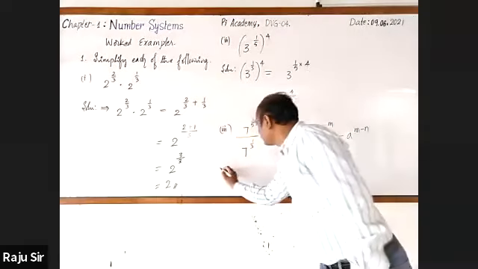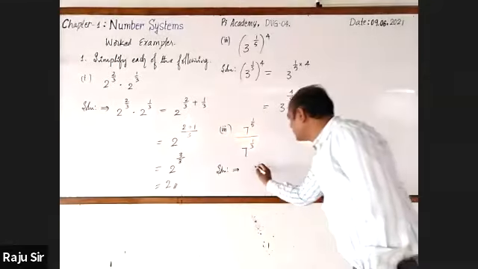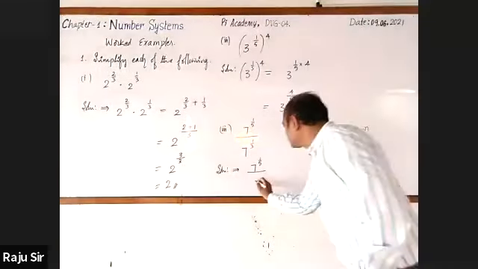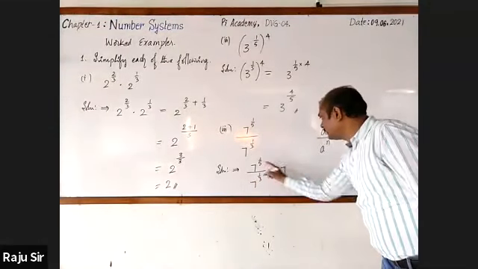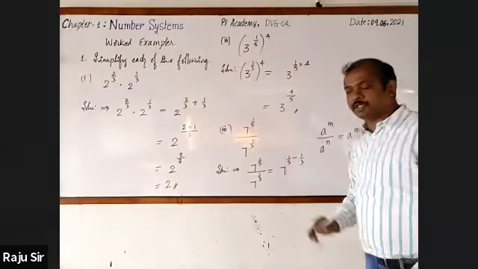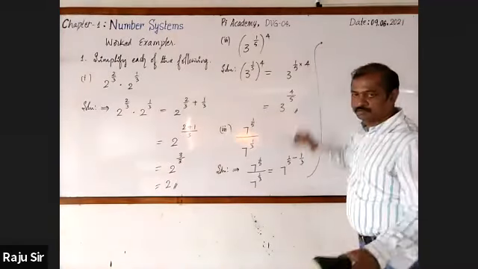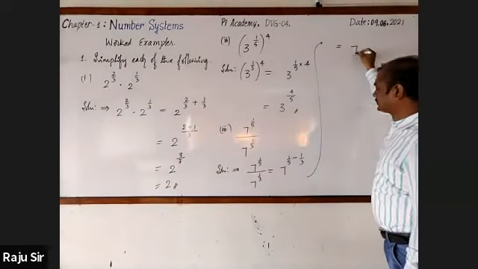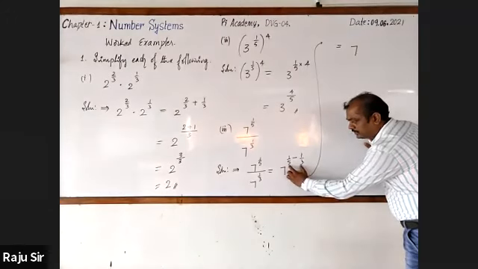Solution. First write the given statement. This is 7 raised to the power 1 by 5 divided by 7 raised to the power 1 by 3, which is equal to 7 raised to the power 1 by 5 minus 1 by 3. Now let me go for simplifying that. It is equal to 7 raised to the power. Now observe the denominator terms are different.